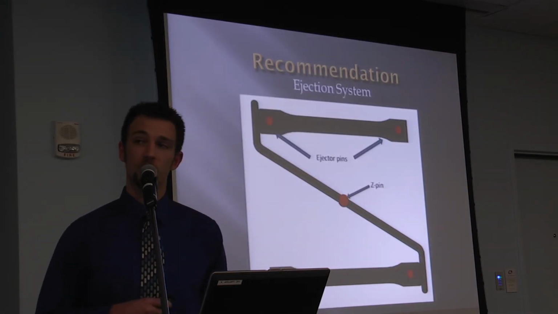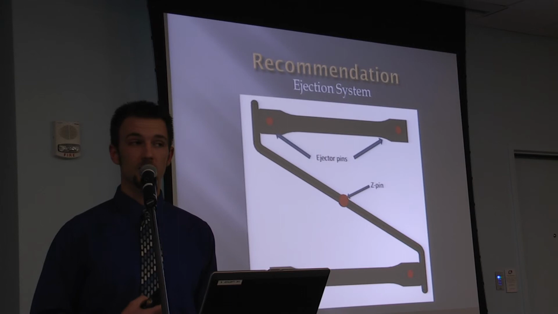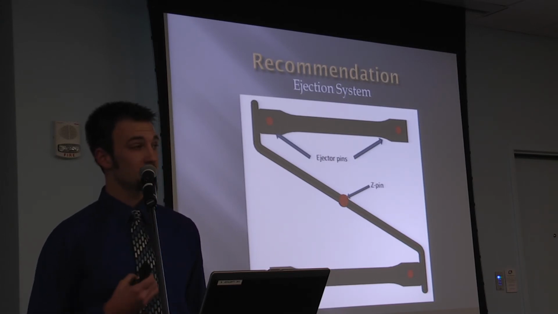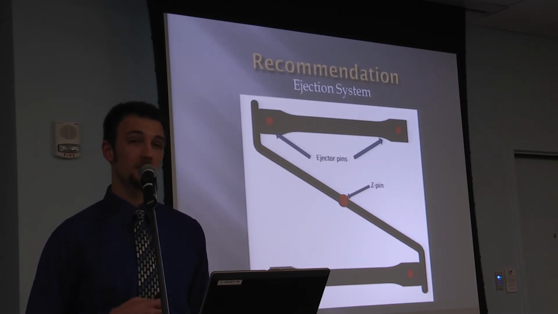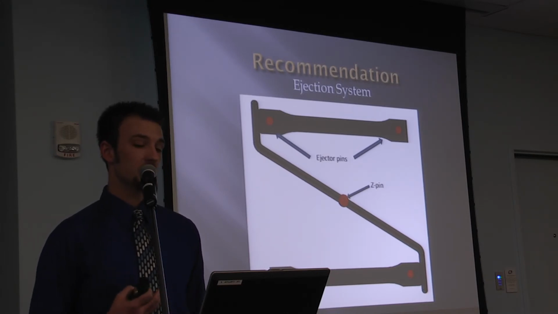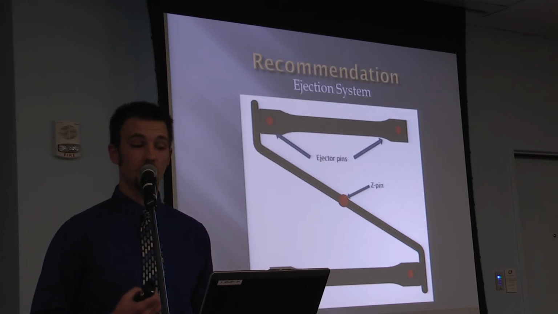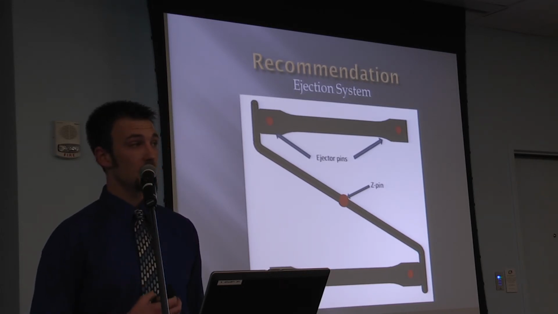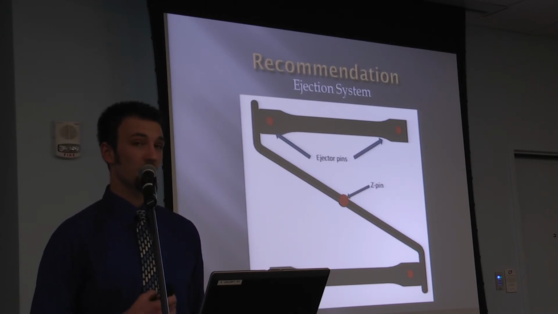My ejection system will consist of 4 ejector pins as well as a Z-pin. Once again, the Z-pin will hold the part into the movable side of the mold, and the ejector pins should be enough to eject the part from that side. I chose not to put an ejector pin in the center due to the fact of this being the critical area. I did not want this to flash over and compromise the strength of the part.